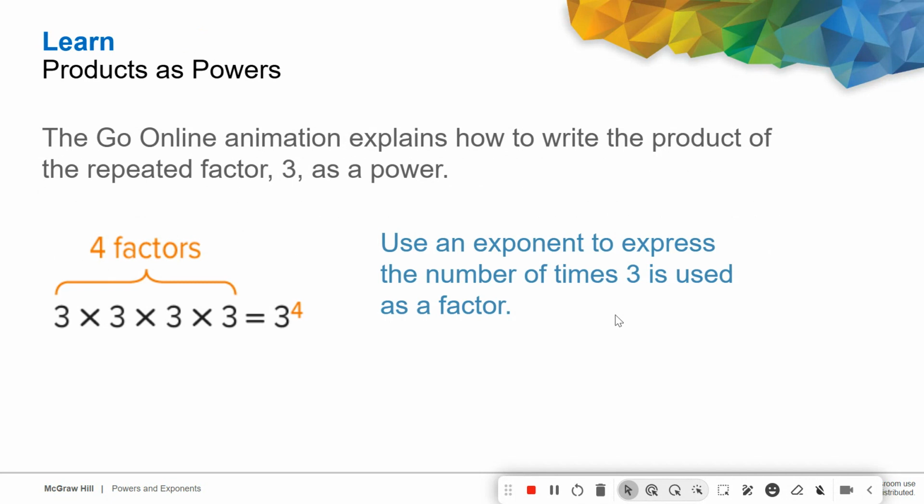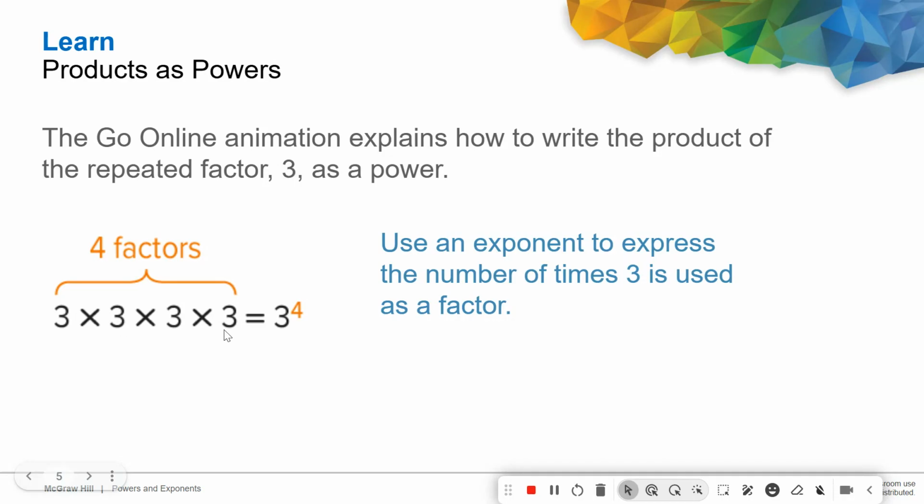So there's an animation that you don't really need to see. I'm just going to explain this here. The factors that we're talking about here are just numbers that we're multiplying together. In this situation, we have 4 of them. We have a 3, another 3, another 3, and another 3. In total, that is 4 different 3s, and we're multiplying them all together. So these are the factors. There are 4 of them.